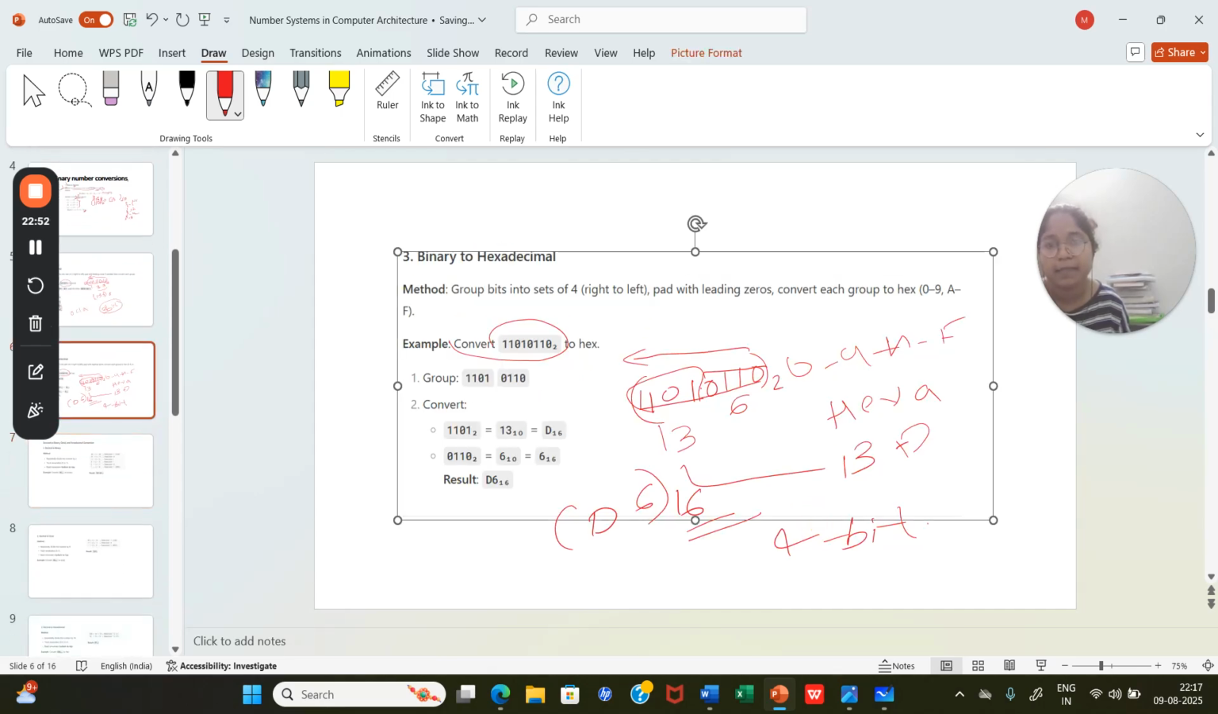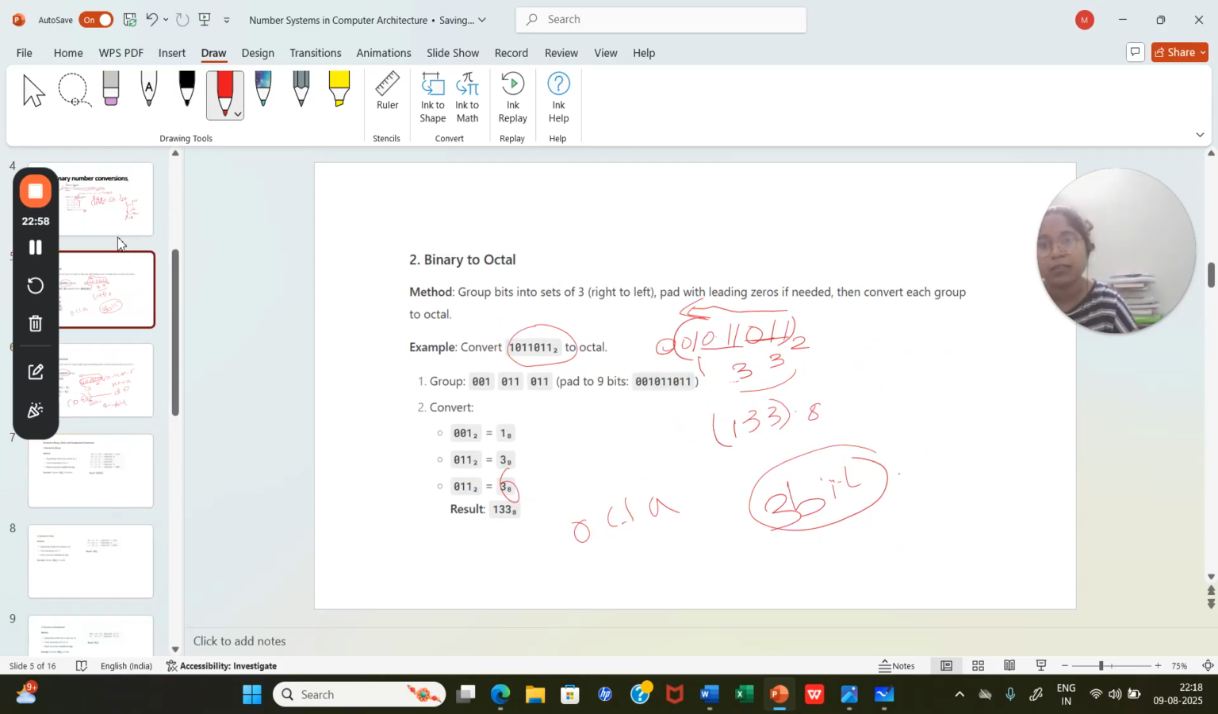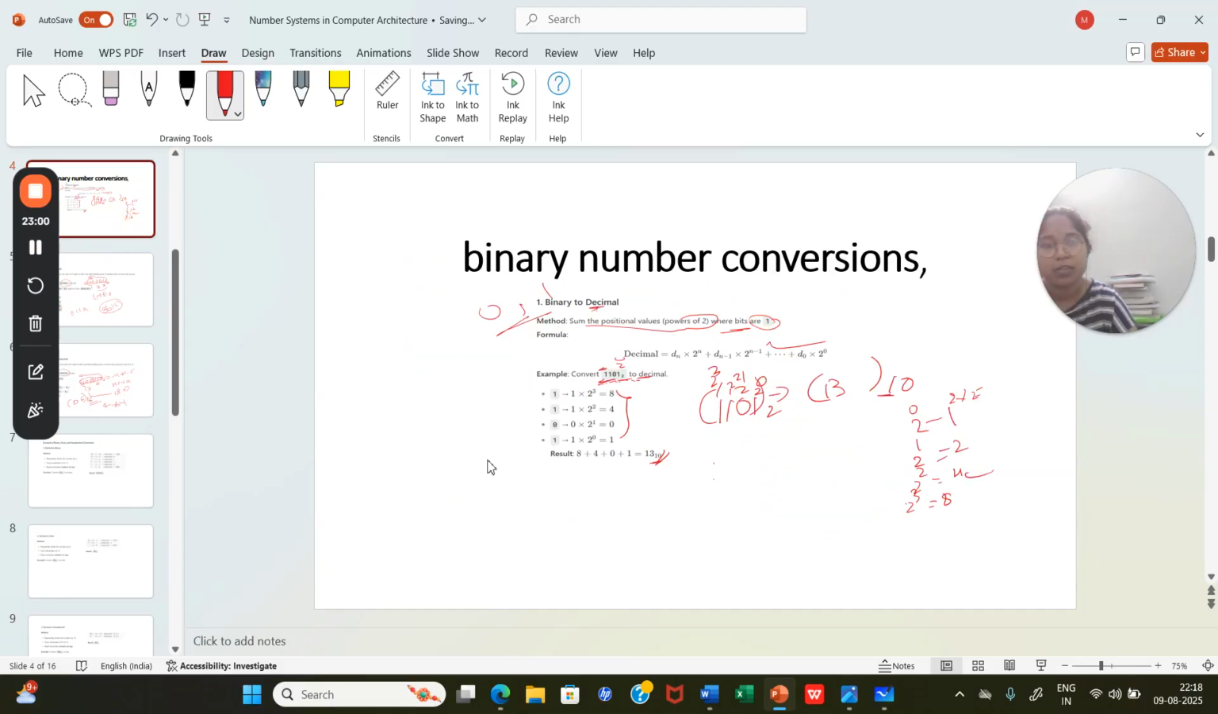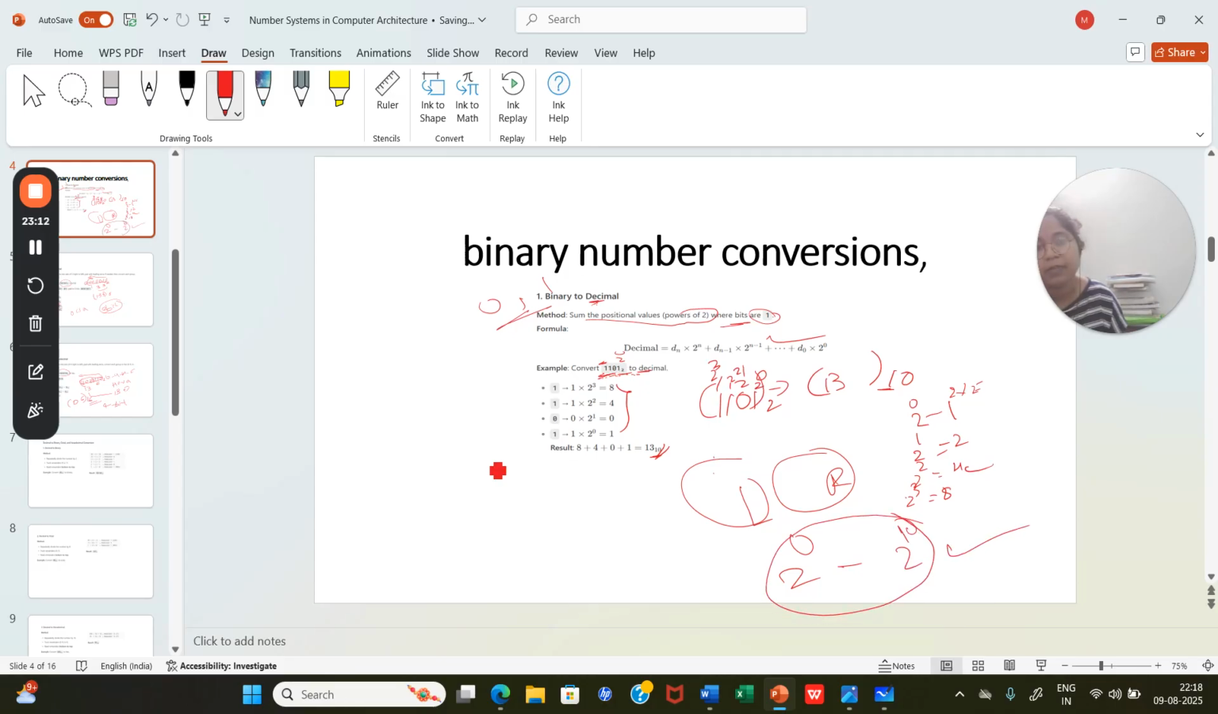For decimal, it's a very easy thing. For decimal, we use powers of 2. You need to start from the right-hand side to the left-hand side. Just remember the powers of 2 from 2 power 0 to at least 2 power 10. Remember the basic powers from 2 power 0 to 2 power 10.